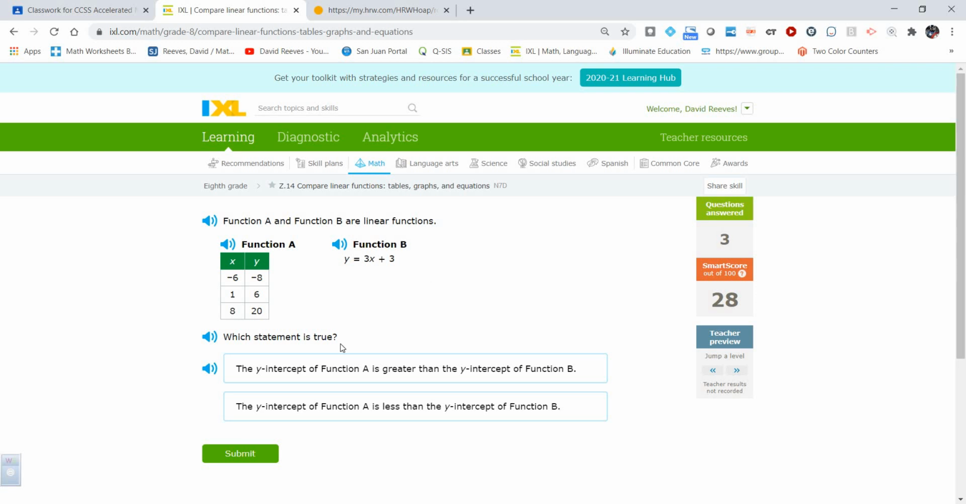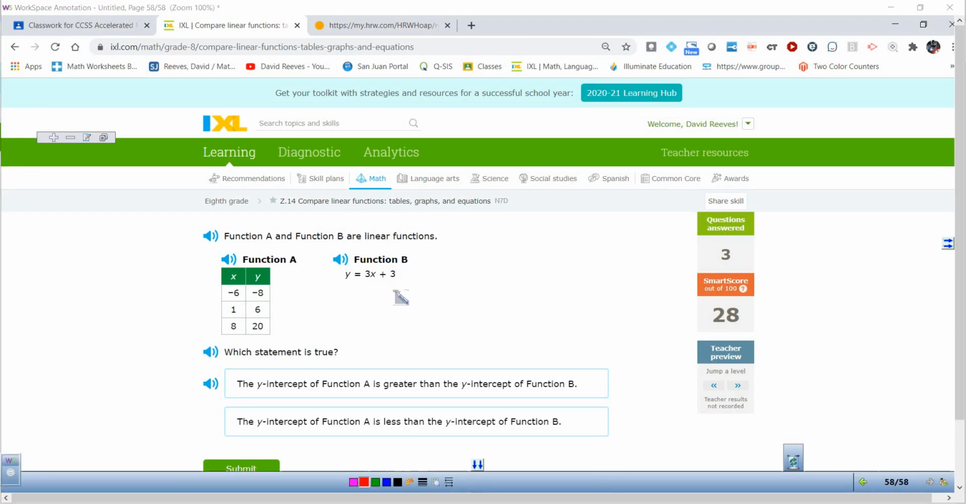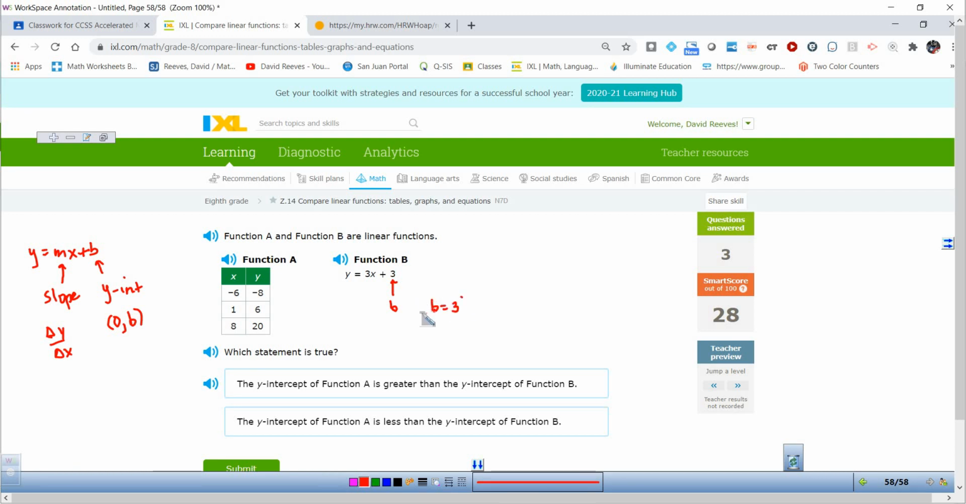And now they're asking us to compare the y-intercepts instead. Well, again, in an equation, the y-intercept is simply that second number. Remember, we have y equals mx plus b. M, what we were just looking at, is the slope. Of course, that's our change in y over change in x. And b, that is our y-intercept. And again, that's where the value of x is equal to 0. That's where the line will cross the y-axis, okay? So our y-intercept is 3 for the second one.